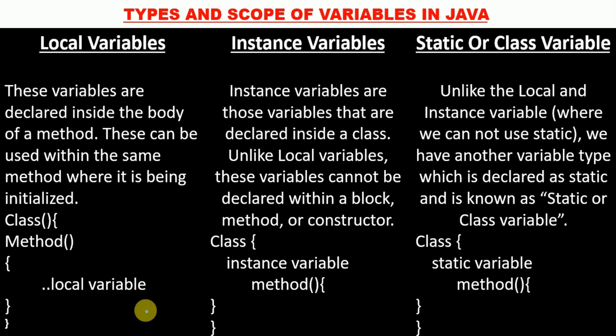In this video, we are going to extend the variable topic, and our main agenda will be to understand some of the basic types of Java variables, and also to know the scope of Java variables. Basically, in Java, there are three types of variable. One is called the local variable, another is called the instance variable, and another is called the static or class variable.